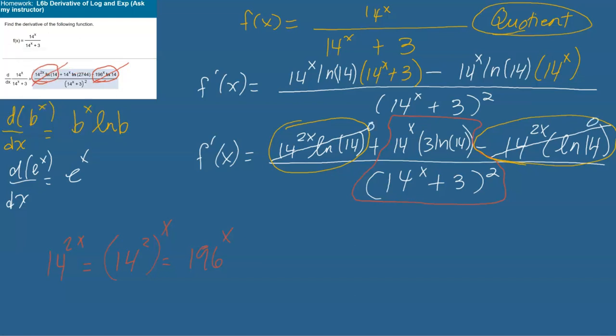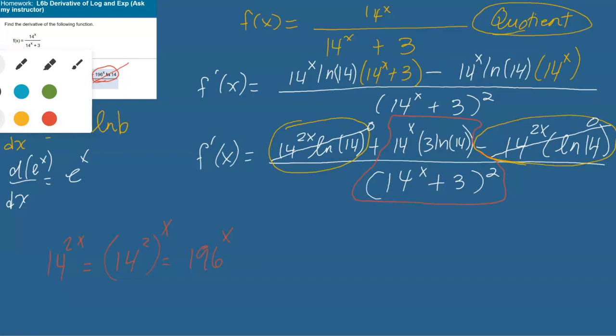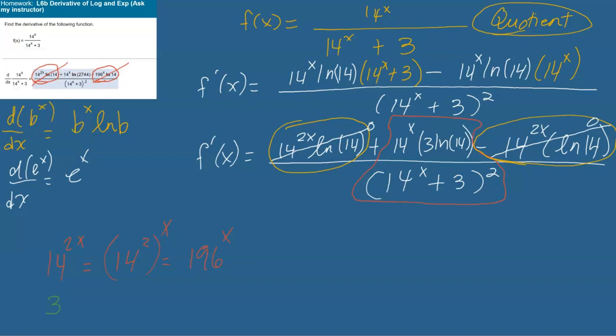Now what about the middle? Where does the 2,744 come from? Well, 3 ln of 14. The property of log says this number right here could be put on top as the exponent. And I bet you when you say 14 to the third power, that is 2744. And that's where that number comes from.